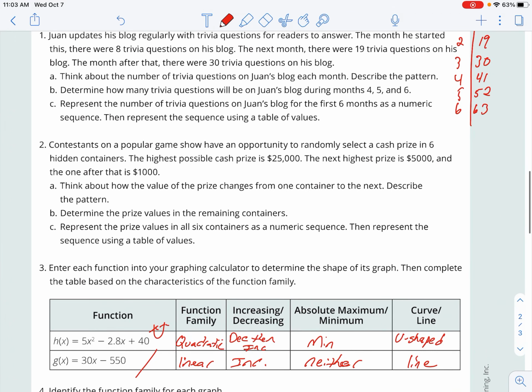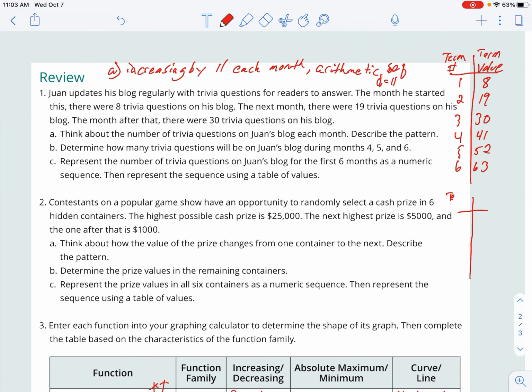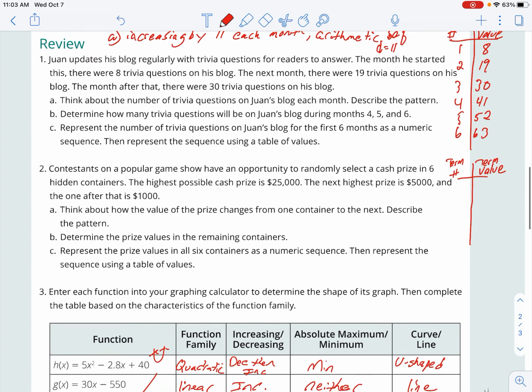Same thing on the review, question 2. Contestants on a popular game show have an opportunity to randomly select a cash prize in 6 hidden containers. The highest possible cash prize is $25,000. Then it drops down to $5,000. Okay. So we're going to do the same thing here. This is going to be what we call our term number, and then our term value. We're starting off in the sequence with the line leader, which in this case is quite a bit, 25,000. And then the next prize is 5,000. And the next prize after that is just 1,000.